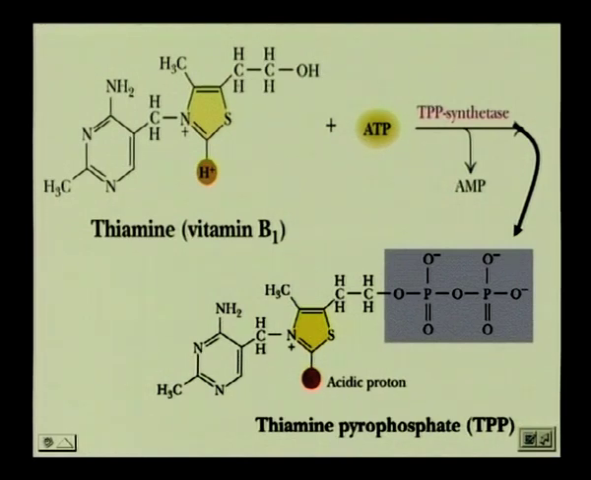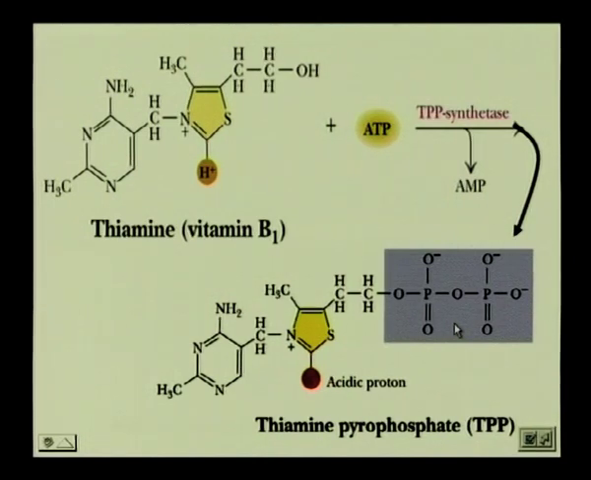Okay? So, it is an enzymatic reaction that is taking place that is going to take thiamine, form thiamine pyrophosphate, and you recognize, since you have two phosphates that are added here, it requires ATP, as simple as that. Okay?